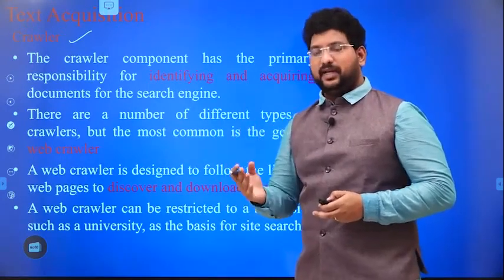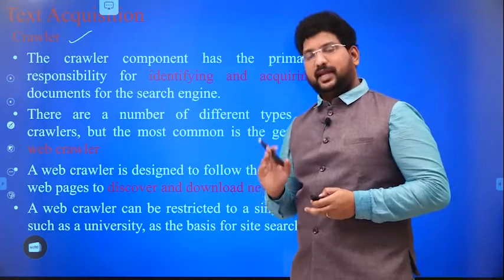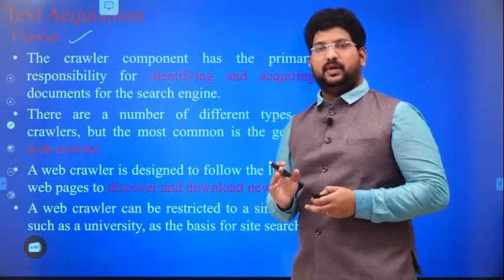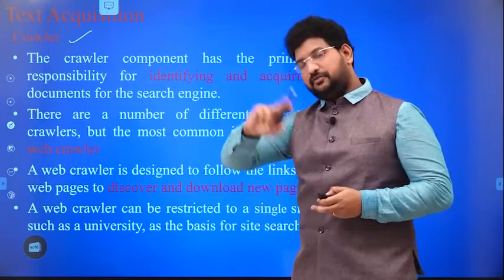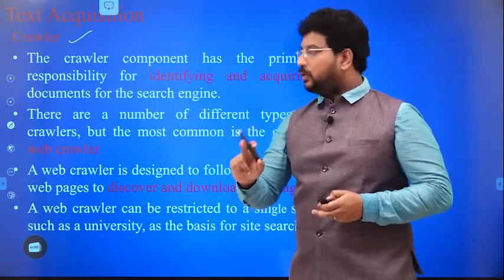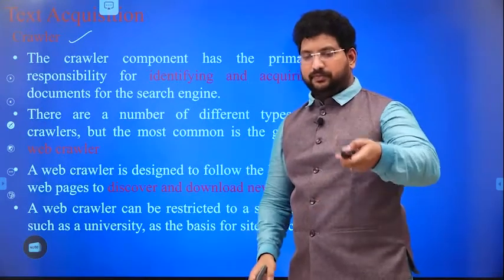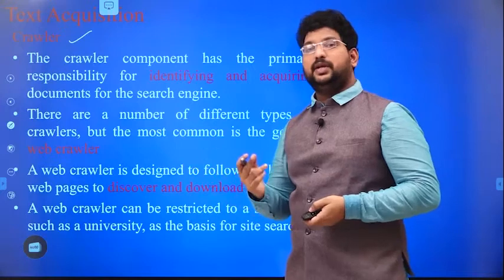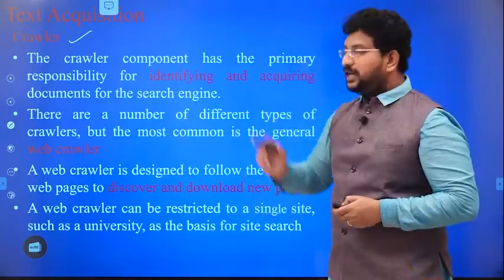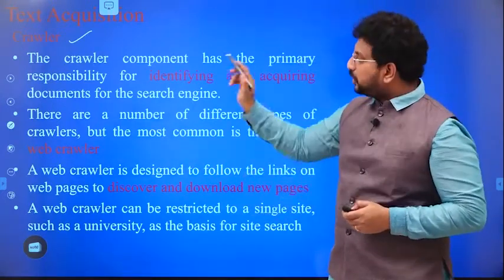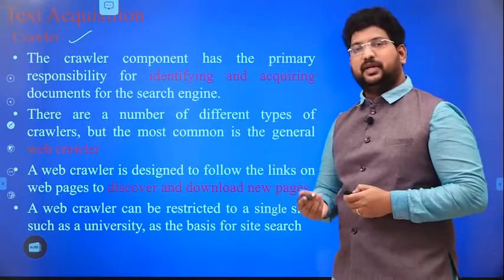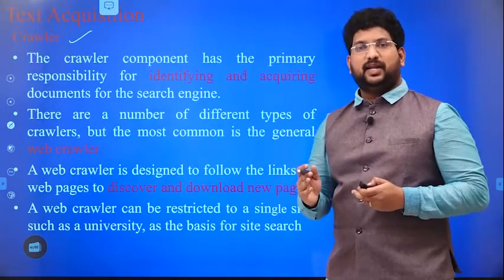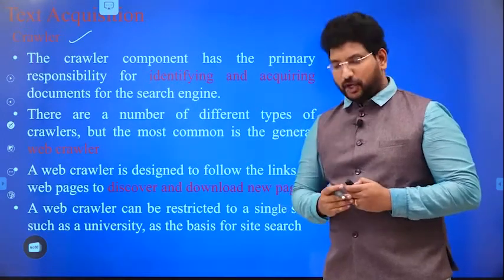We have a huge collection of documents on the web. Whenever you are searching for any particular information on the web, it is going to identify the different documents on the web. Here different documents are at different locations. Whenever it identifies them, one of the main components of the text acquisition is the crawler. What is the responsibility of the crawler? The crawler has the main responsibility of identifying the documents.